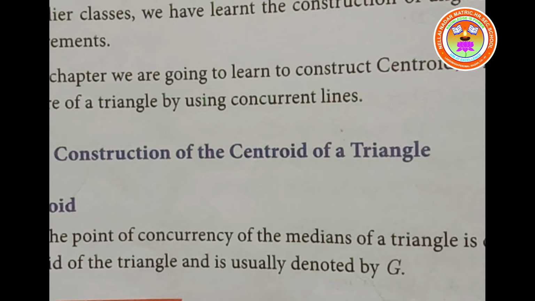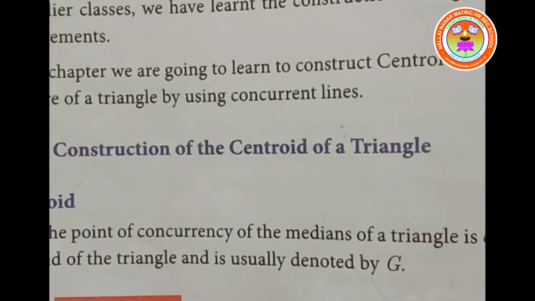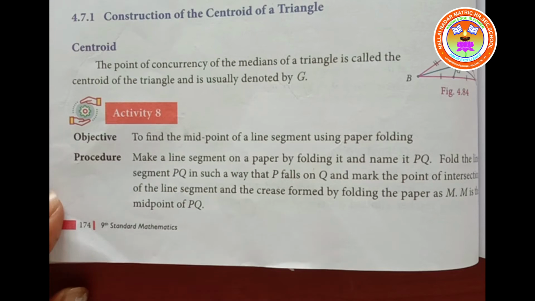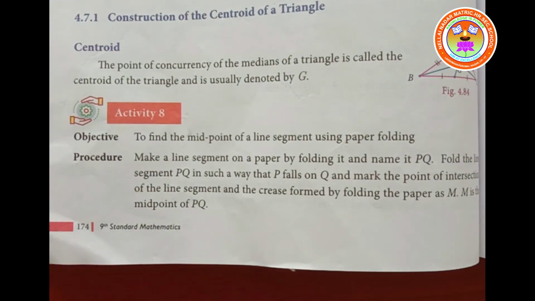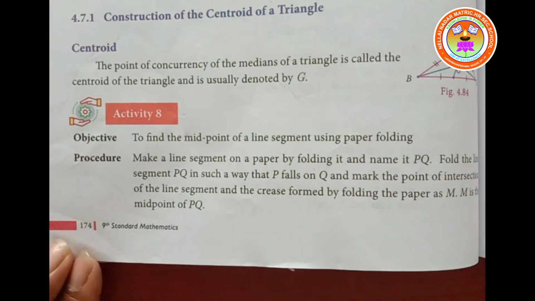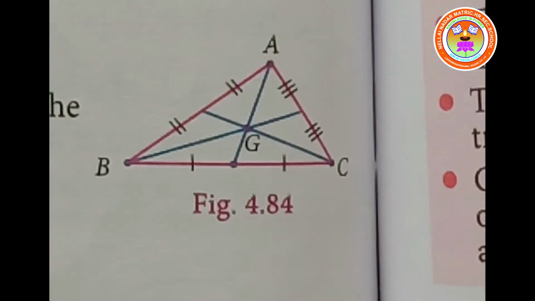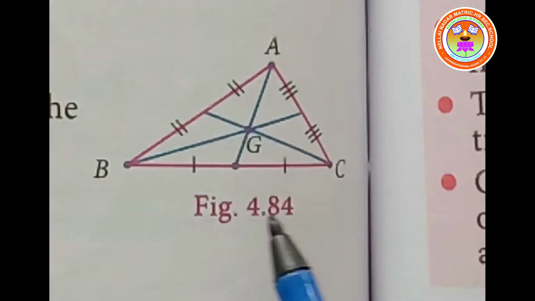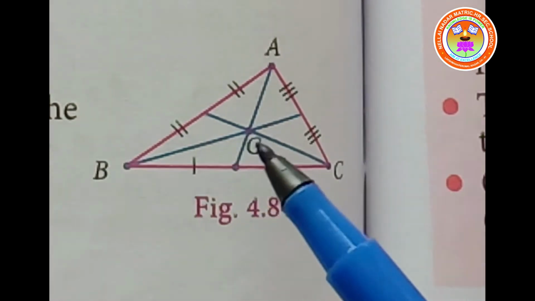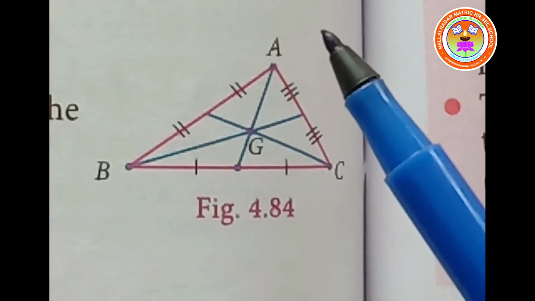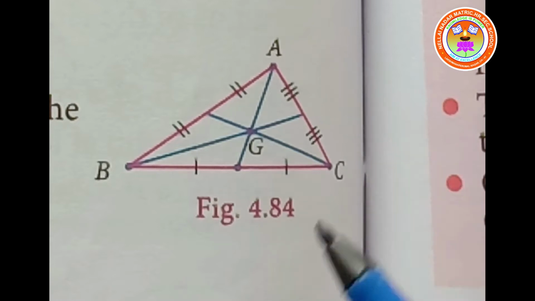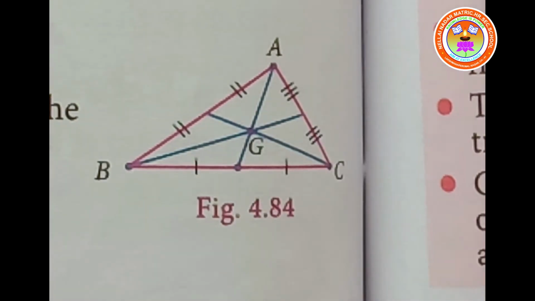You are going to see standard 9 maths geometry, that is construction of centroid of a triangle. The point of concurrency of the medians of a triangle is called the centroid of the triangle and is usually denoted by G. So this is the diagram, children. A, B, C are the vertices and G is the centroid of the triangle. It's clear, children?